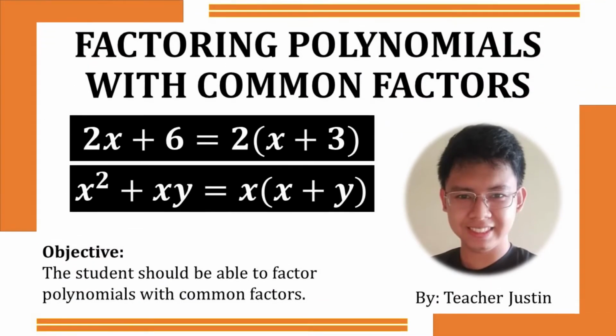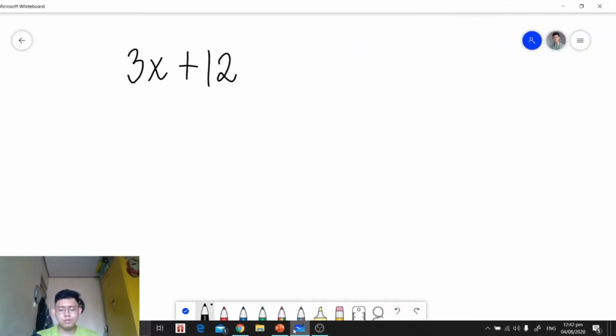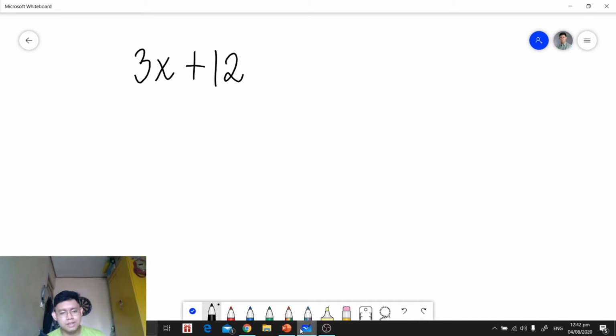On today's topic, we're going to factor polynomials with common factors. So let's have an example. Okay, so let's start first with this example. So first we have 3x plus 12.